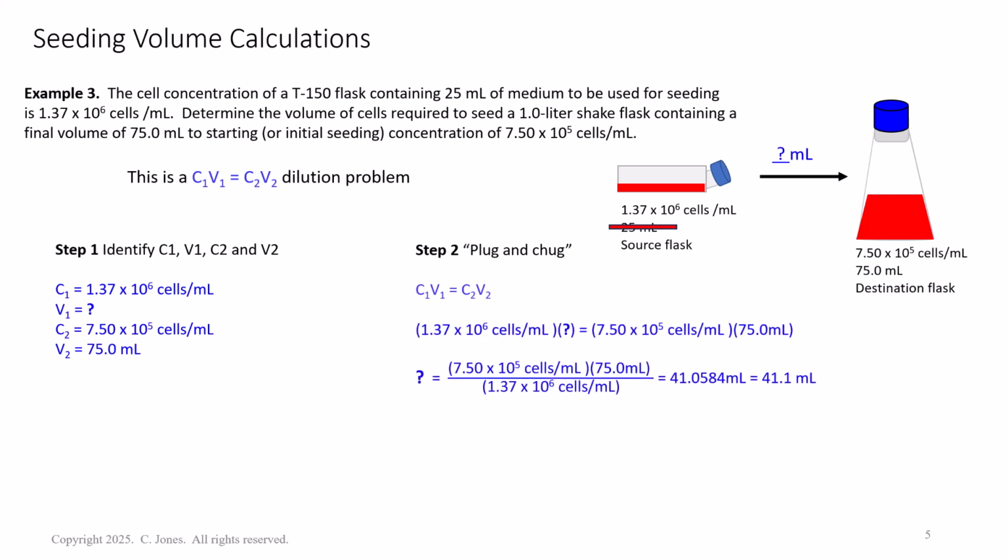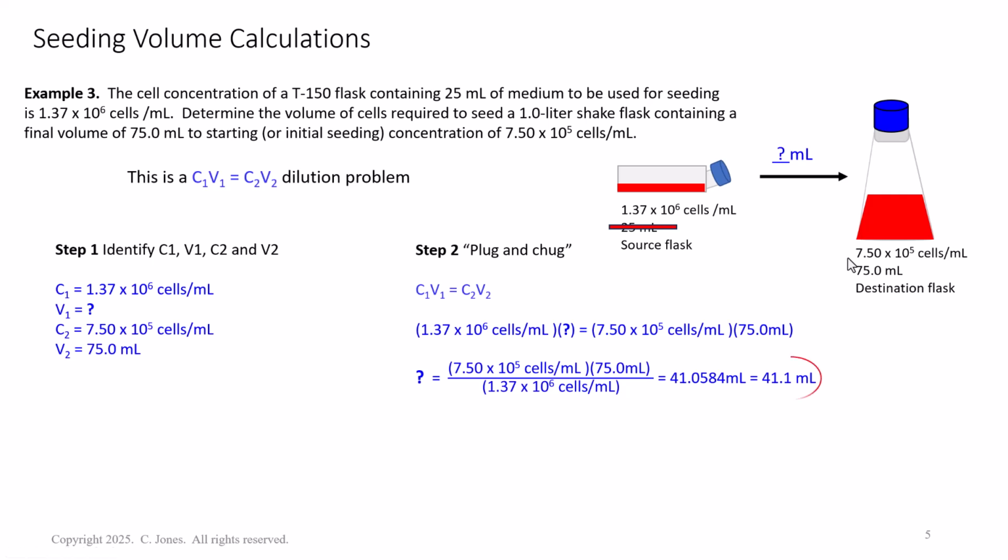Okay, step 2 here is plug and chug. So just put the values into their corresponding positions in the equation, solve for V1, and as we run these numbers through our calculator, the answer is 41.05841 or 41.4 mils. So that's the volume of cells that we need to remove from the source flask and put into the destination flask in order to achieve a starting concentration of 7.50 times 10 to the 5th cells in a 75 mil volume.